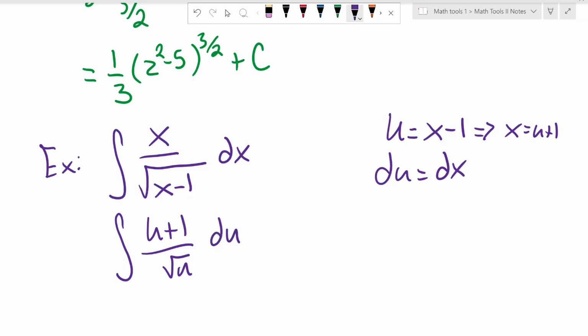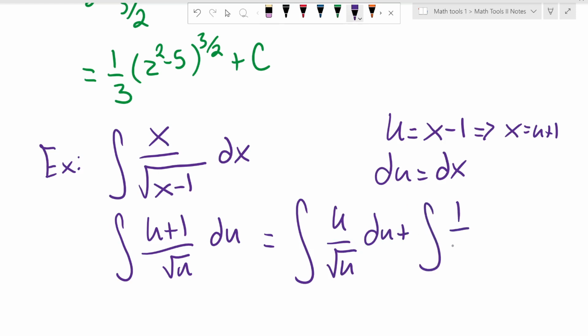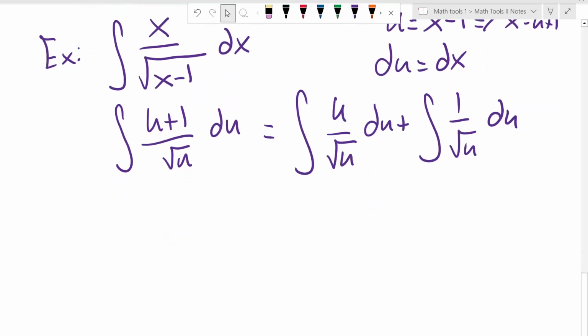So why is this one easier? Well, now we can split up that fraction. So this is u over root u plus 1 over root u, and I'm just going to write it as two separate integrals at the same time, du. Now it's just two straightforward power rules. So a lot easier to work with.